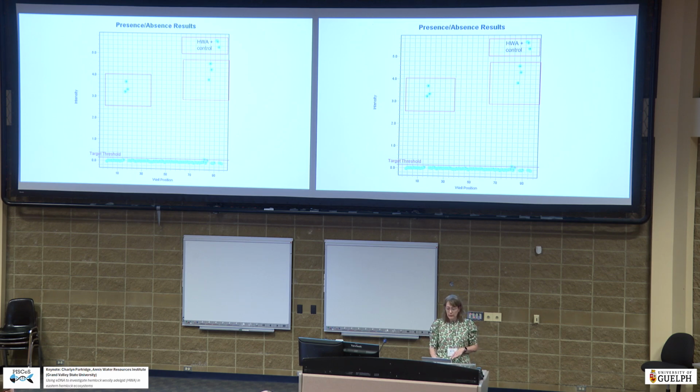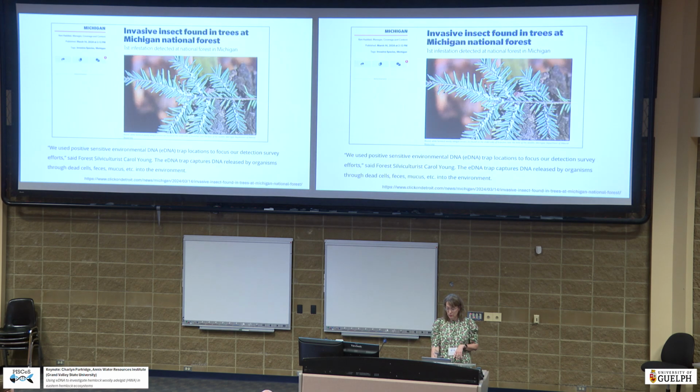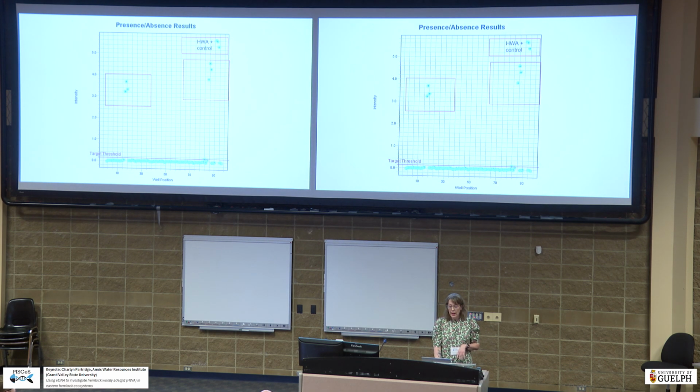This is one of what our output looks like. We have a target threshold based upon our negatives. And here is what 2 positive traps would look like. We have all 3 of our replicates coming out positive, and then we have our HWA control.